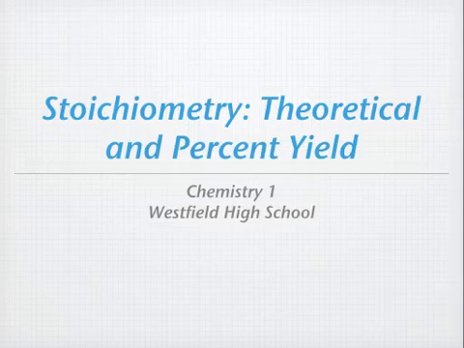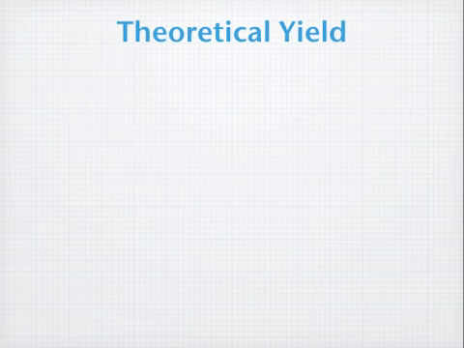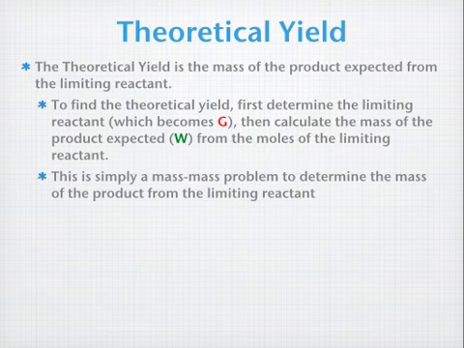Welcome to our sixth and final lesson on stoichiometry, in which we look at the theoretical yield and the percent yield. So the theoretical yield is the mass of the product that's expected to be formed from the limiting reactant.